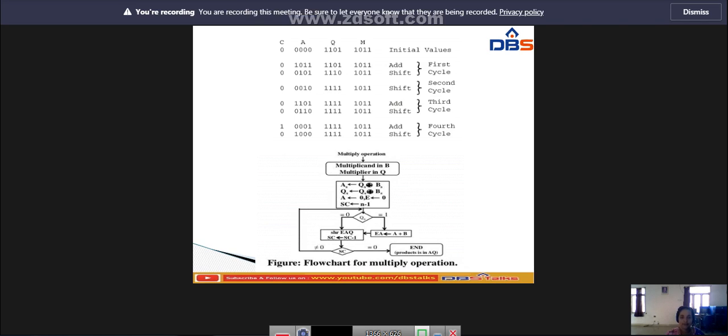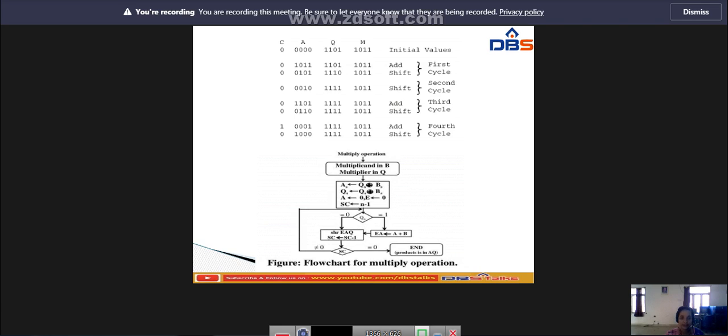Next I am setting C equal to 0, so the values will change. In the A register I am providing 1 0 1 1. In Q the same value is represented, 1 1 0 1, and again M is 1 0 1 1. So this is the addition, the first one.